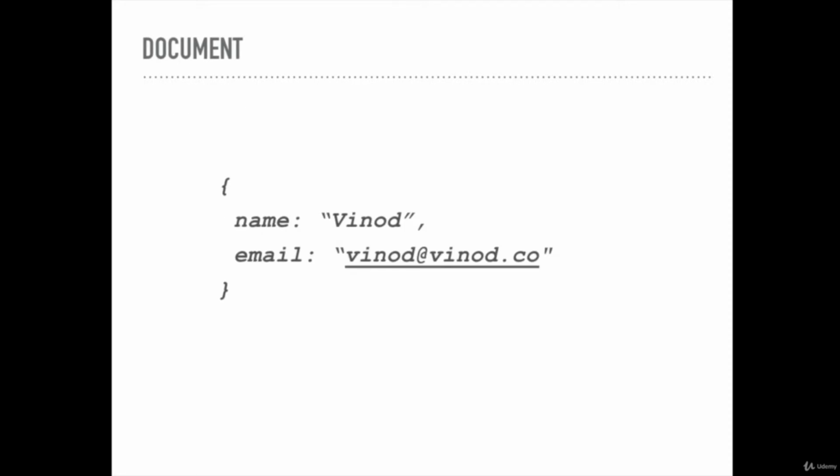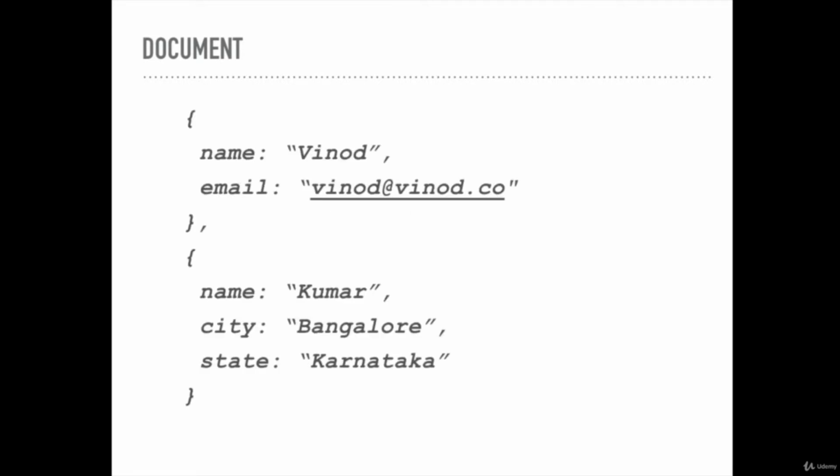Here is an example of a valid MongoDB document. As you can see, name and email are two fields, and corresponding to that there are some string values. Here is another example of two documents being part of a single collection. Note that they both have some fields in common and some different. Internally, MongoDB stores these documents in BSON format, which stands for binary JSON.